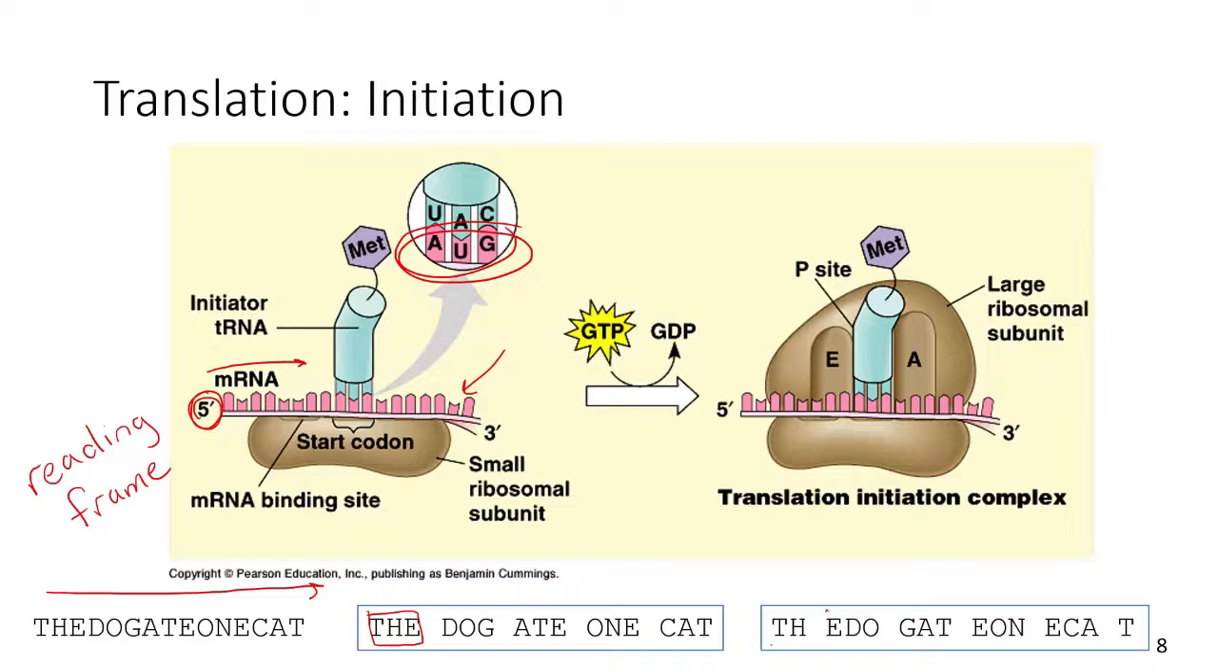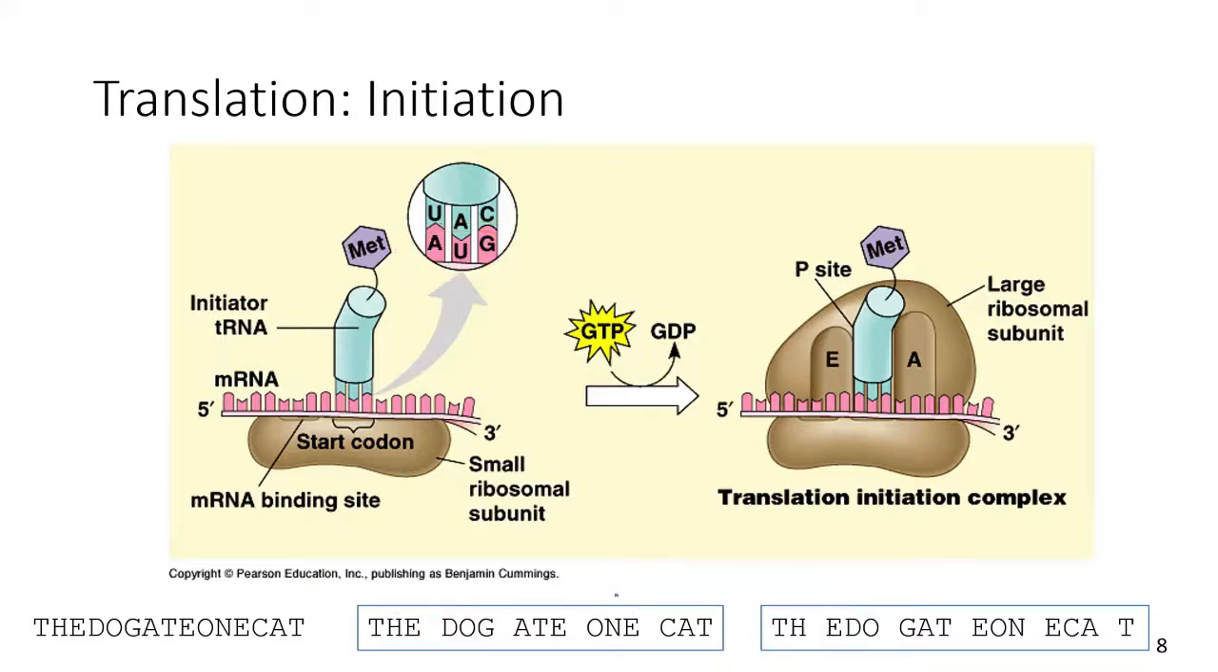If we begin essentially here, then the sentence instead of "the dog ate one cat" reads "edo gat eon eka." Doesn't even sound like the same language. If we're trying to make a protein, this would make the wrong protein, this would make the right protein. So establishing the reading frame is really important. Always start at the start codon, and everything else kind of falls in place from there.